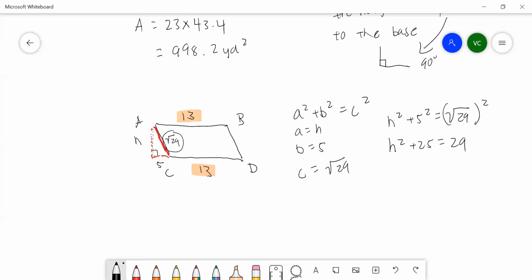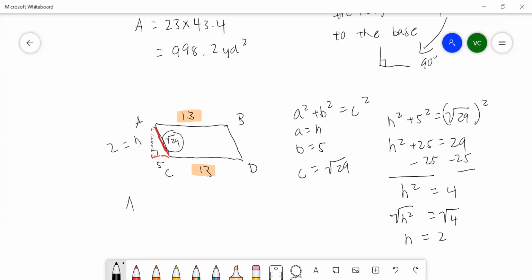And then how do we get the h squared by itself? Subtract 25. What you do to one side of the equation, you must do to the other. We can bring down the h squared. That equals 29 minus 25 is 4. And what is the final step? Go ahead and think about it yourself. If you said finding the square root of h squared and the square root of 4, you'd be right. H is going to be 2.